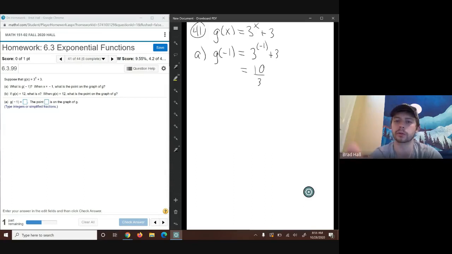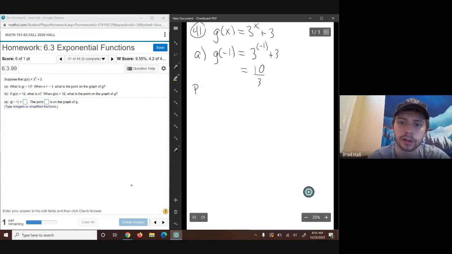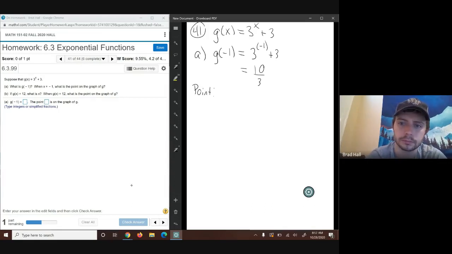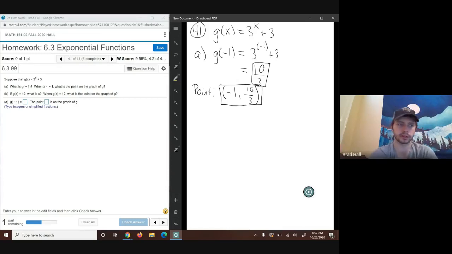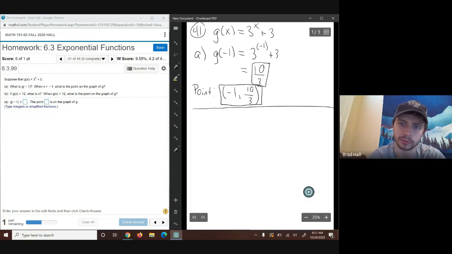And then they go on to say, what's the point on the graph that this corresponds to? The point is you plugged in negative 1, and then you obtain 10 over 3. So here's the answer for that first blank. Here's the answer for the second blank. Again, these are kind of tedious to type in using this tablet, so I'm just going to state them there. Move on to part B.